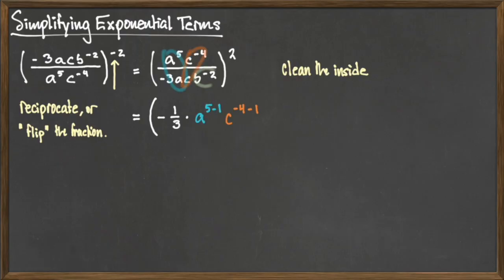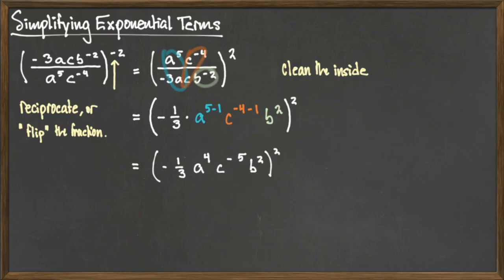Next, just like I did in the last example, I want to combine all terms that have the same base. So I have an a upstairs and a downstairs, a c upstairs and a downstairs, so I can subtract their exponents, and my b I can simply move up to the numerator because of its negative power. Now I'll simplify the terms inside the exponents to get the following. The entire quantity inside is one product, so I can apply that power of 2 to each individual factor.